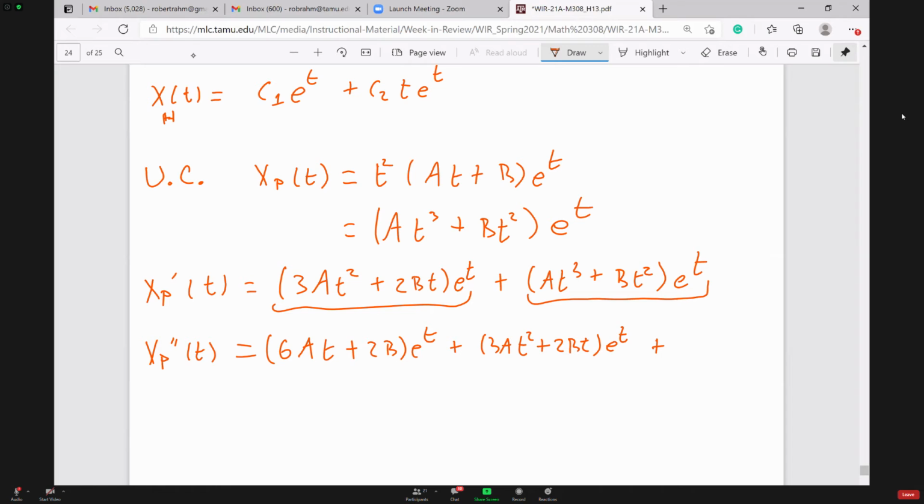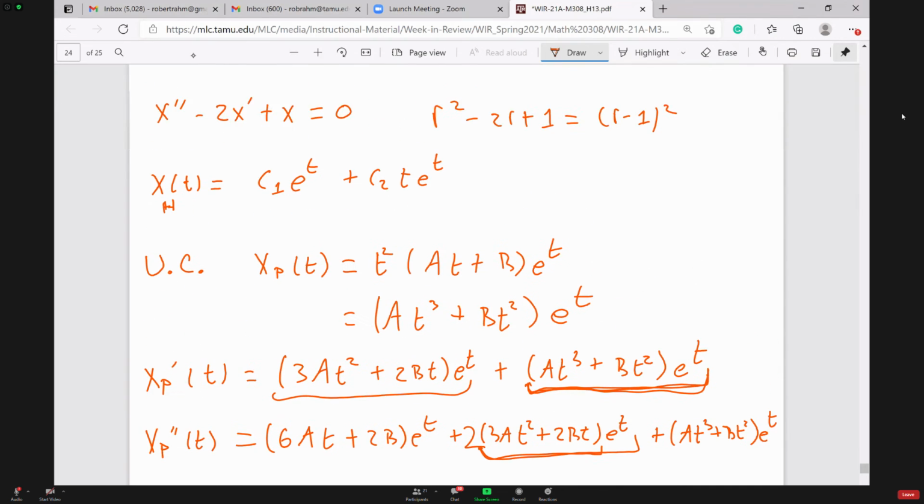But notice when I do the derivative of the second term, the derivative of the thing in the parentheses is just equal to that. And so when I do the product rule here, I'm just going to get another one of these terms. So I'm just going to add a 2 there, and then plus (a t cubed plus b t squared) e to the t.